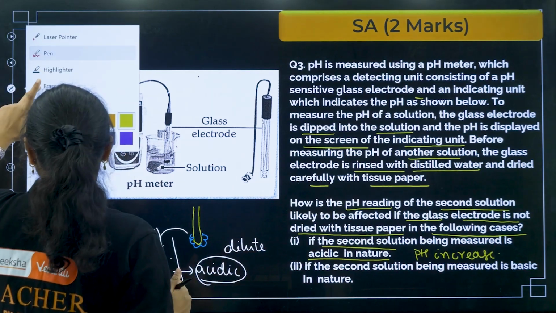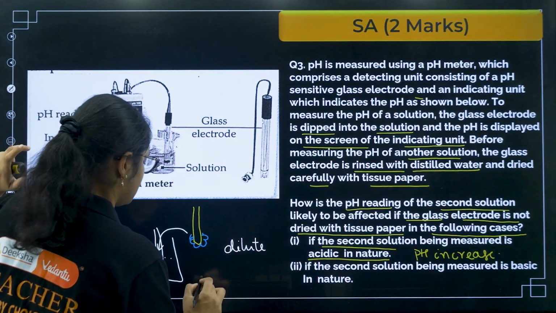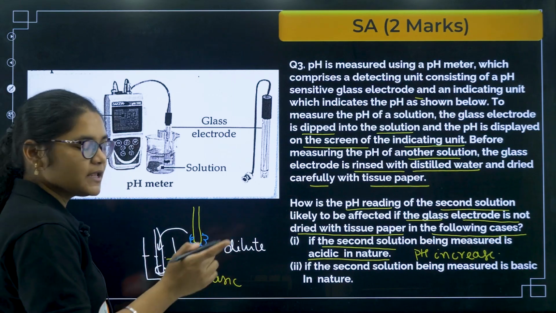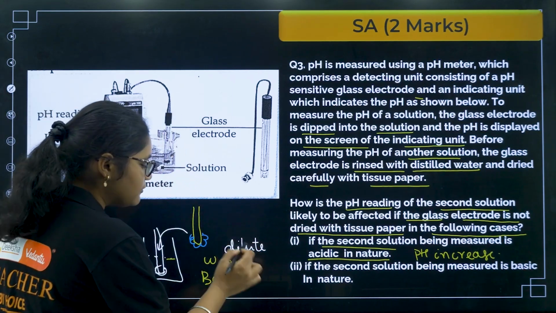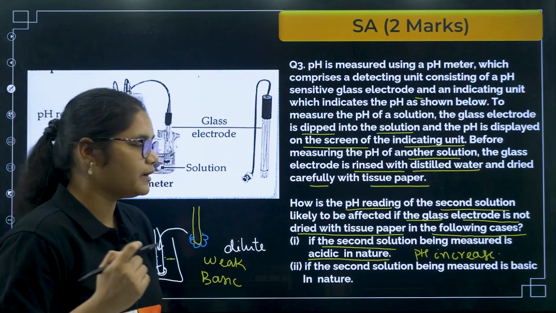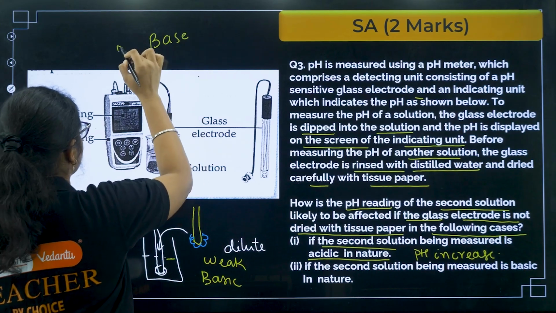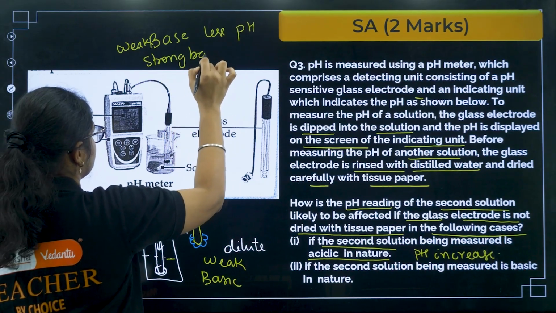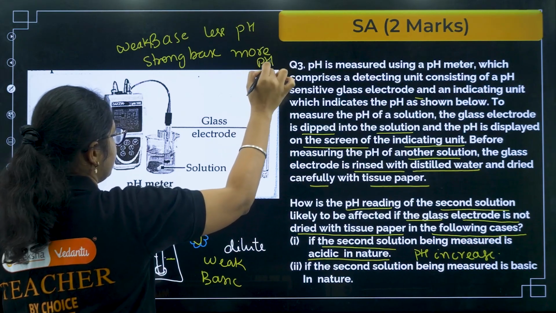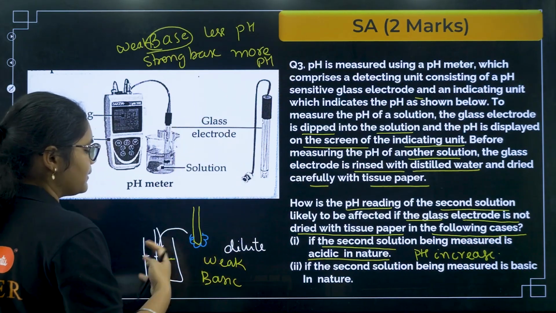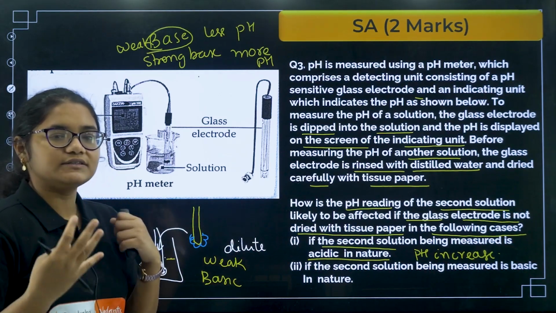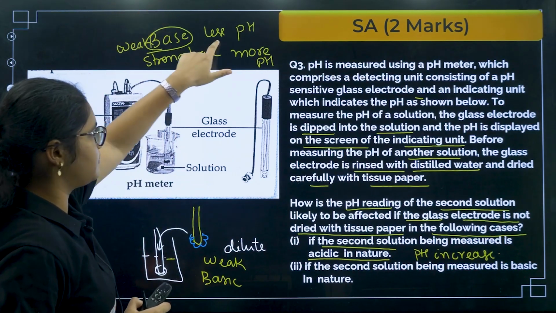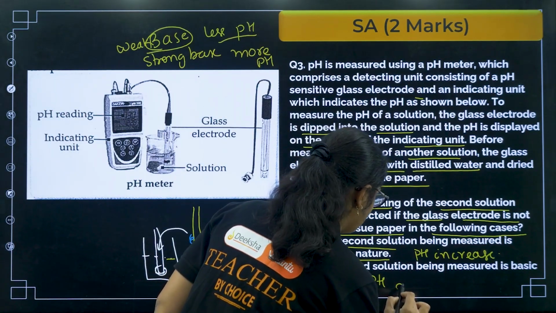Now in case this is a basic solution, again if you add some water, the basic nature will dilute. If it is diluted, then it becomes a weak base, and if it is a weak base, then pH will decrease. You remember, for a base, what is the condition? If weak base, less pH. If strong base, more pH. So when you are diluting it, it becomes a weak base. You add more water, it became a weak base now. Dilution means the concentration of OH minus per unit volume will decrease, and when it becomes weak, the pH will decrease. So that is why here the pH will decrease.